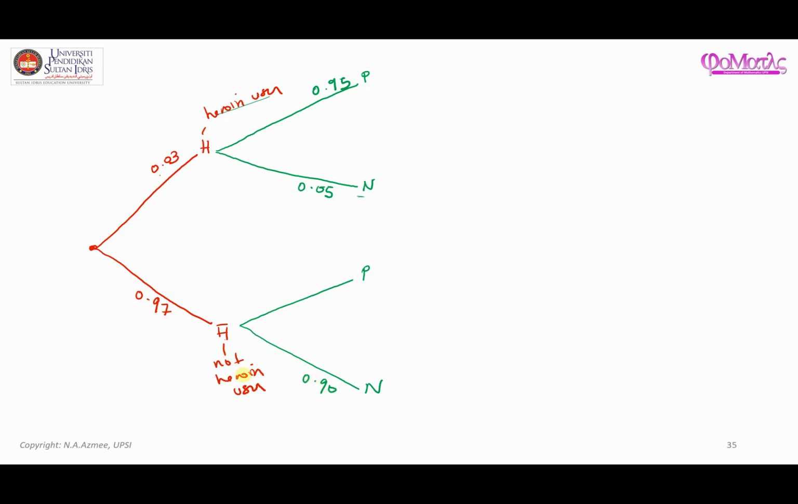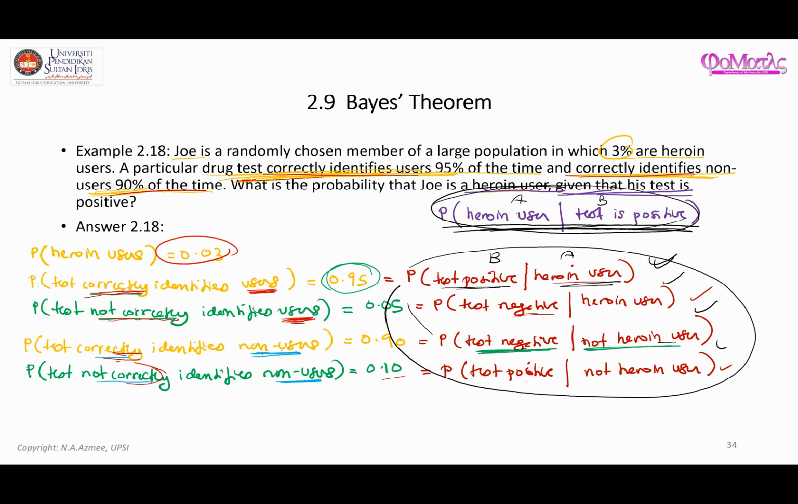So given that you are not a heroin user, the result is negative. The probability of that is 0.9. But sometimes, like I said, the drug testing can make mistakes. So if you're not a heroin user, there is also a small chance that the result is going to be positive, and that is just a small probability, which is 0.1. And basically that's what's going on with our problem right here. So we have managed to visualize our problem in terms of a tree diagram.